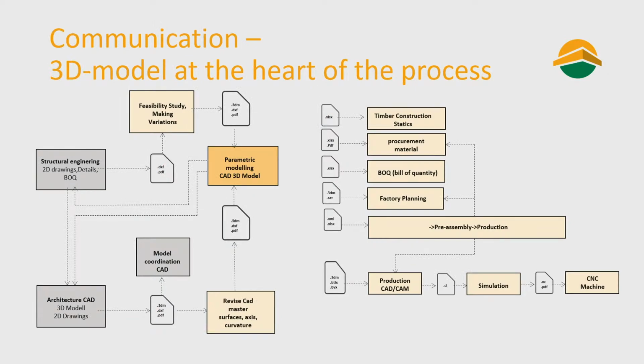And here is a graphic which shows a little bit how we work with this model. At the left side, you see, let's say, two loops. In the center, we have the parametric model. And also here, we are talking about an iterative process. That's what we heard today several times. So we have the parametric model, which takes a loop through the structural engineering. They do feasibility studies. They make variations. The information is transformed back into the parametric model.